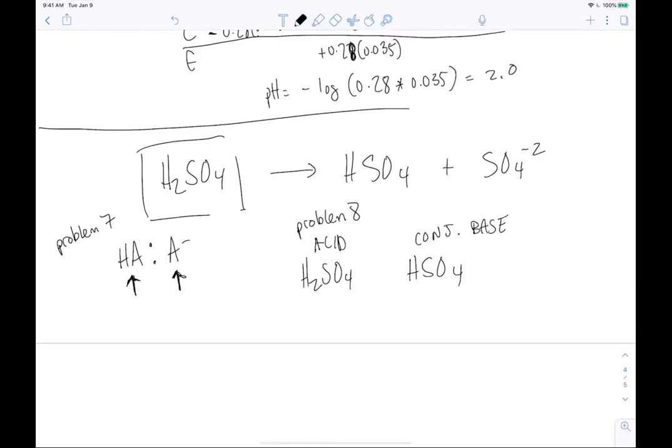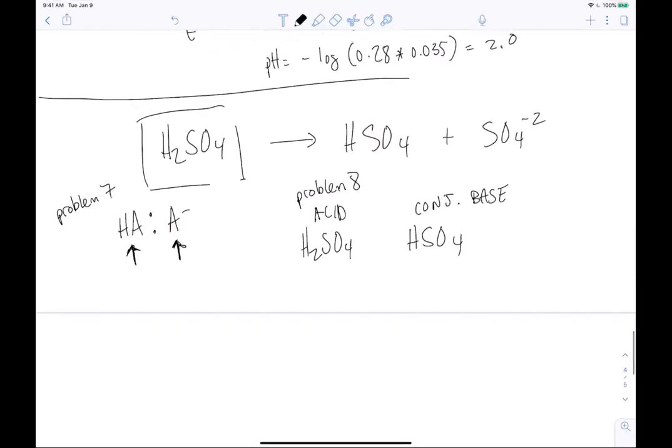This is where things start to get confusing. If you want to think of HSO4 minus as an acid, which it is because it's got another proton, its conjugate base would be SO4 2 minus. But it's like a weak acid. That's right. Why is it a weak acid?